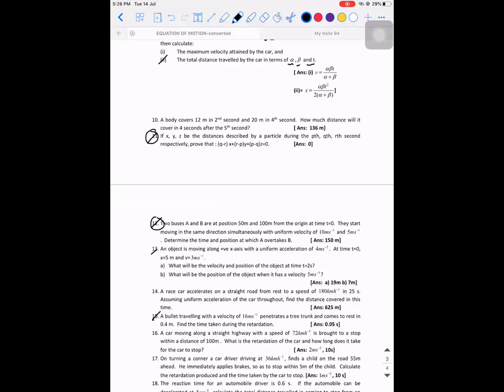So there are two buses A and B which are at positions 50 meter and 100 meter from the origin at t is equal to 0. They start moving in the same direction simultaneously with uniform velocity of 10 meters per second and 5 meters per second. So here, uniform velocity means the object is not accelerating. Okay. Determine the time and position at which A overtakes B.